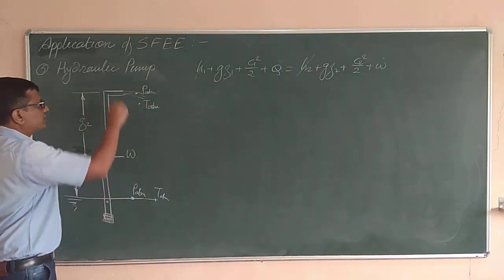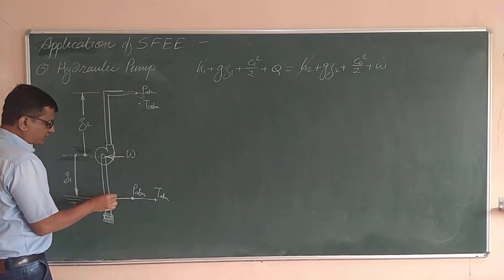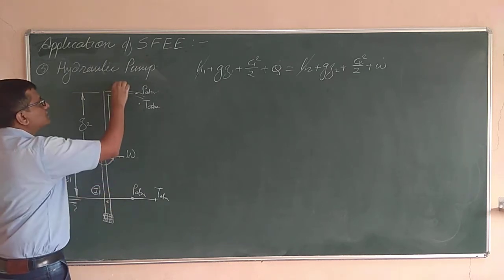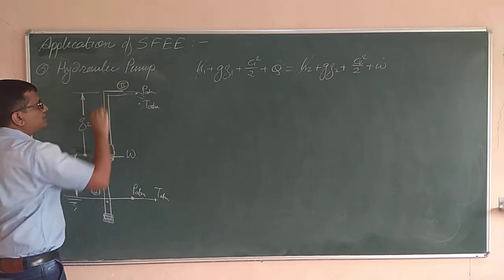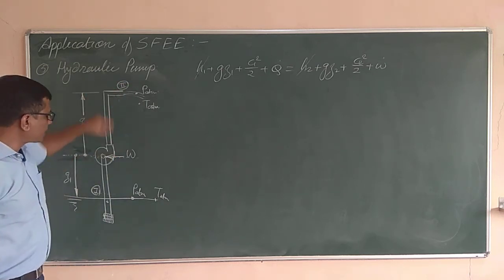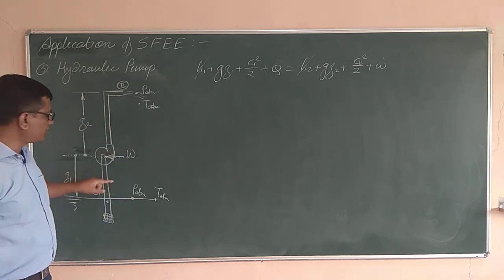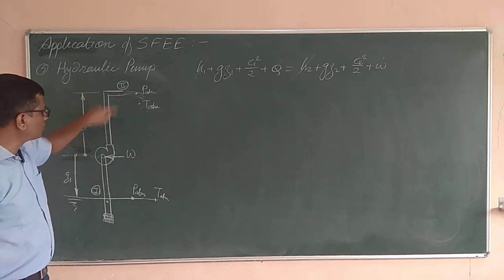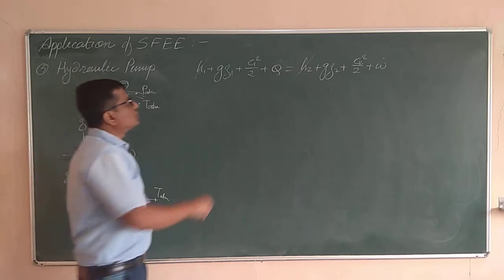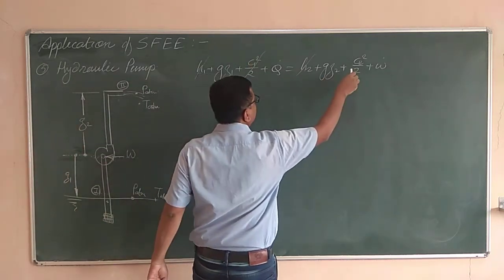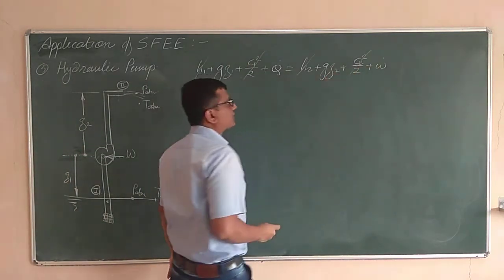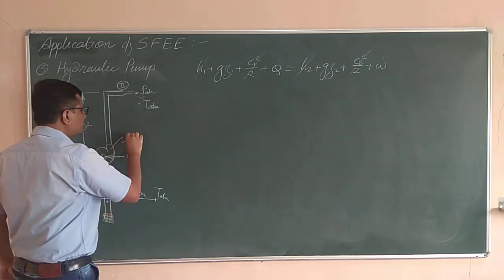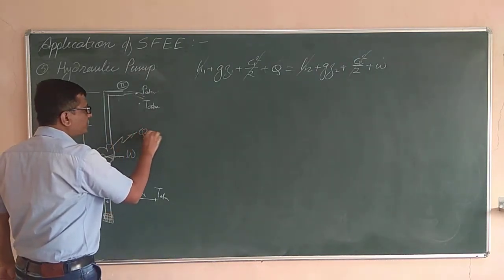If I consider this as section 1 and this as section 2, then I can say if both the pipes have the same diameter, and obviously the discharge will be the same, then the velocity of the fluid across sections 1 and 2 will also be the same. So this term will also be cancelled. This term will also be cancelled. Next, in the centrifugal pump, no heat transfer is there. Heat transfer taking place over here is 0.